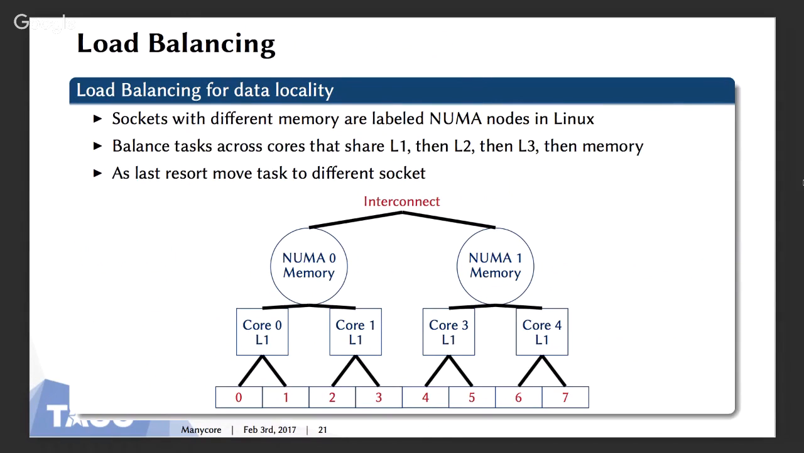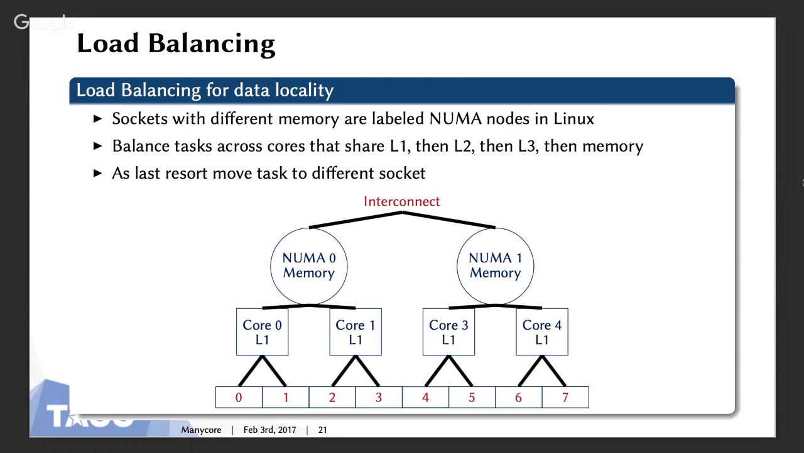So how does load balancing work diagrammatically? Here I've got two different sockets in Linux. These different physical memories are called NUMA nodes, and that just stands for non-uniform memory access. So cores on NUMA node 0 will take longer to access memory than to access the memory on their own node. So the idea that the load balancer wants to do is balance tasks in such a way that data has to be moved the least.